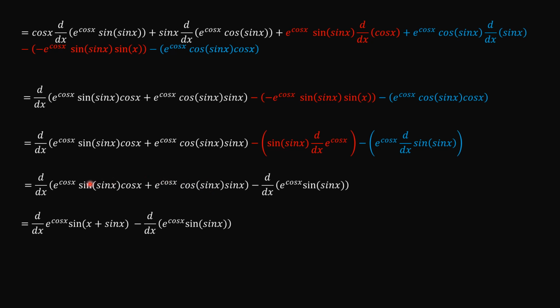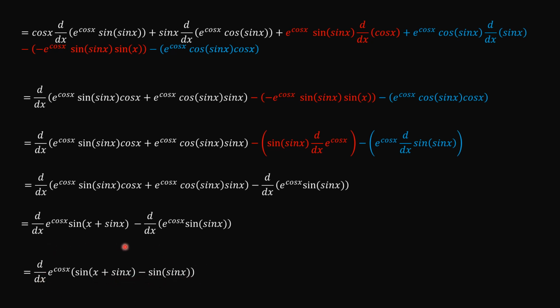Now this first term here, as you can see, using the sine of the sum of two angles, is the same as sin x, this x here, plus the sin x. Now going further down, we have the expression of the integrand is the same as the derivative of e to the power cos x sin x plus sin x minus sin x.